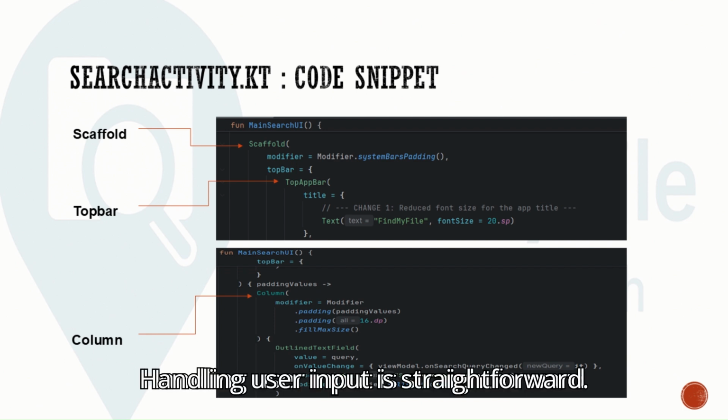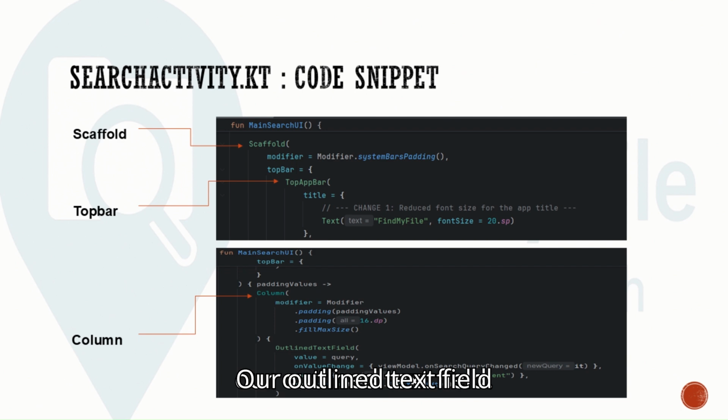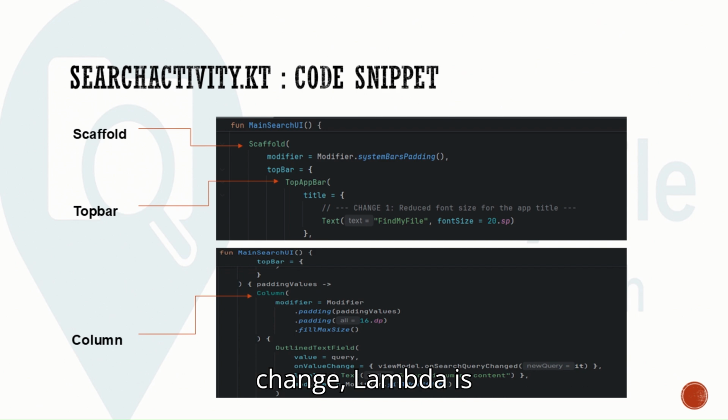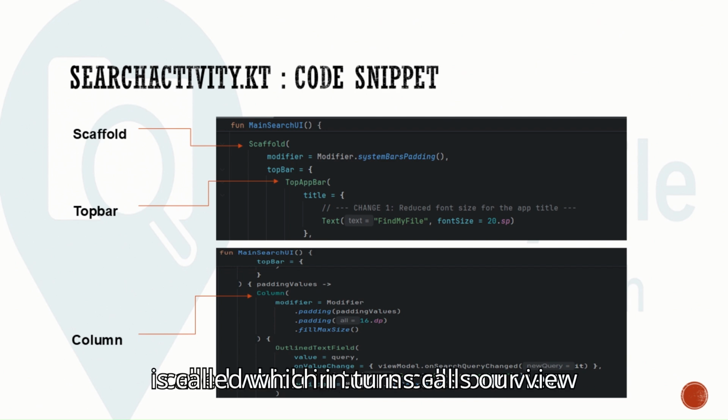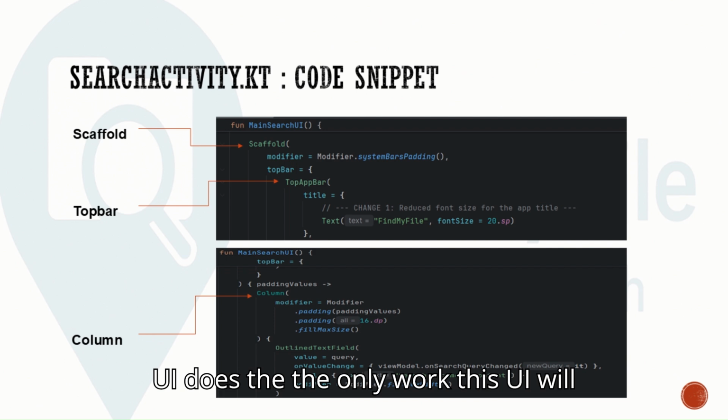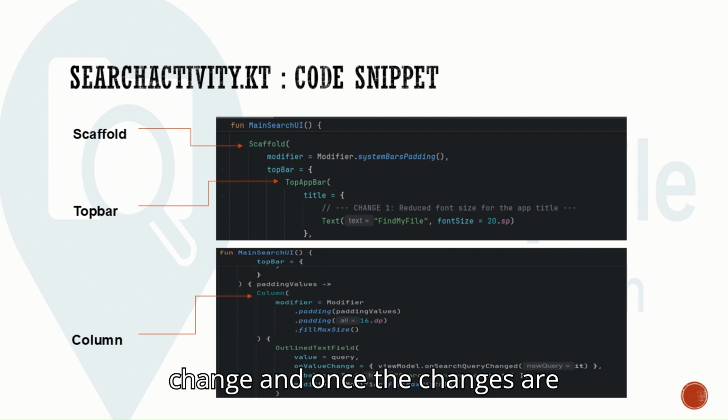Handling user input is straightforward. Our OutlinedTextField takes the current search query as its value. When the user types, its onValueChange lambda is called, which in turn calls our view model to update the state. All of this we have covered in the previous section, where we said that the only work this UI will do is to monitor the change. And once changes are made in the state, it will trigger a notification to the logical layer.